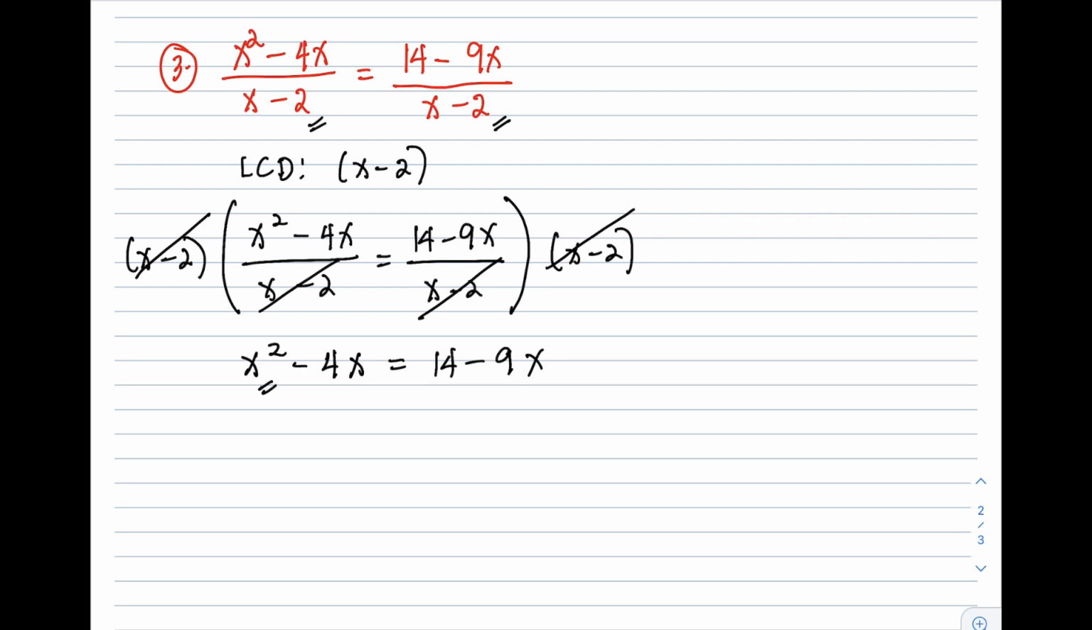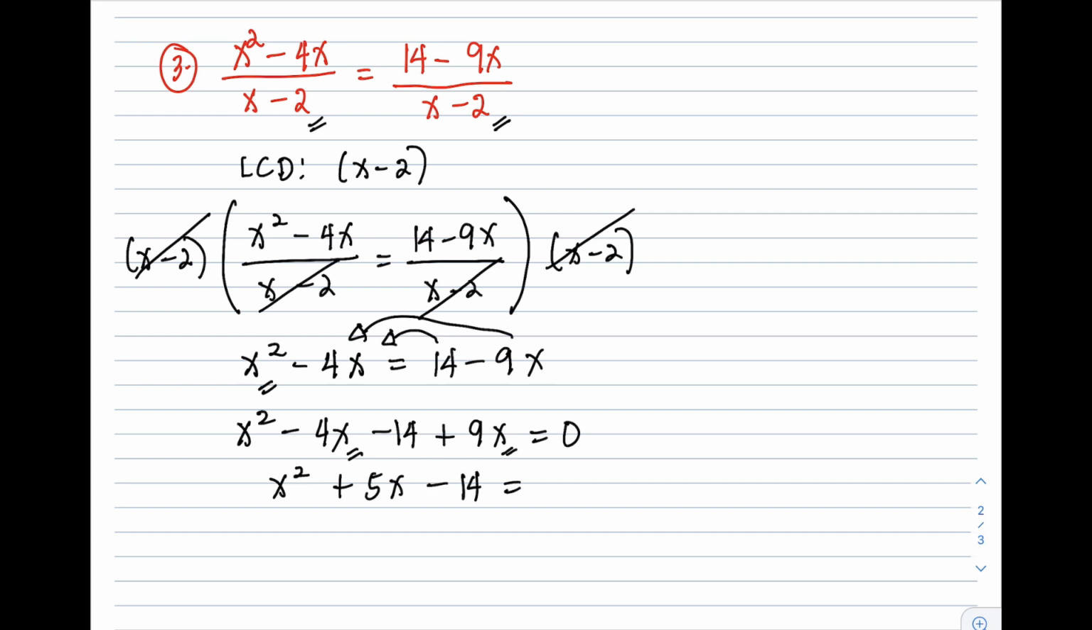So, para ma-solve to, we need to transpose everything doon sa left side. Okay? So, we have x squared minus 4x minus 4x. So, pag nilipat natin to, we have negative 14. Then, yung negative 9x, pag nilipat, we have positive 9x equals 0. Then, combining like terms, we have x squared, then negative 4x plus 9x, that is 5x, minus 14 equals 0.